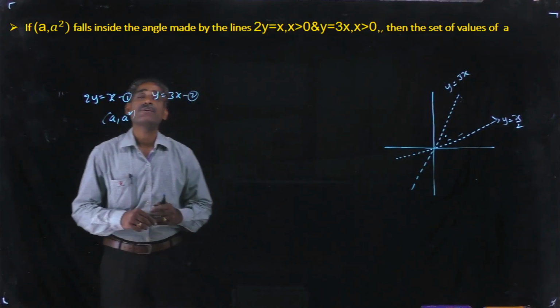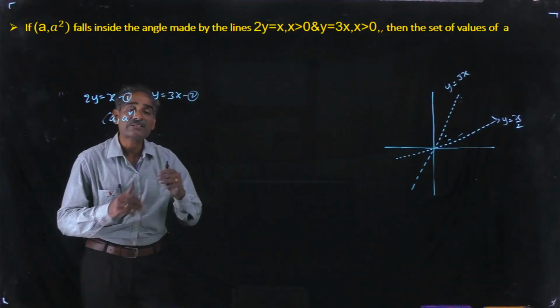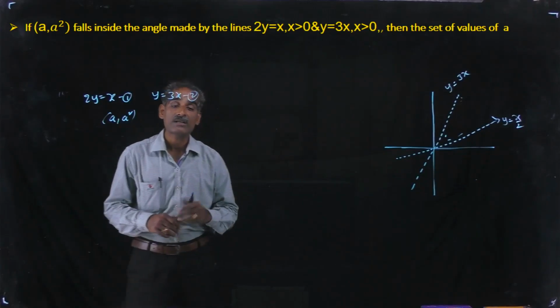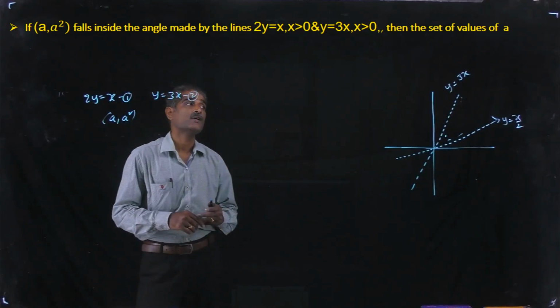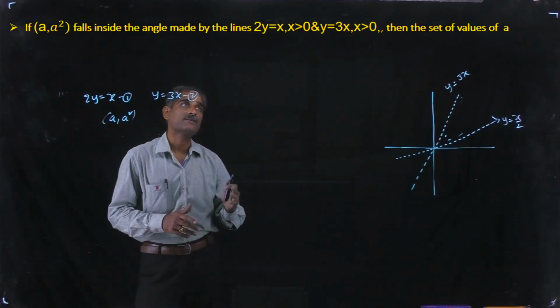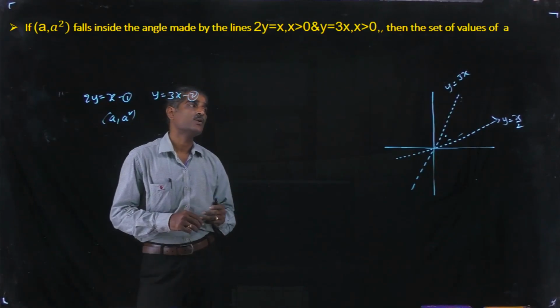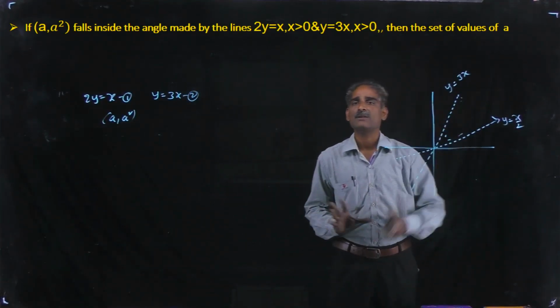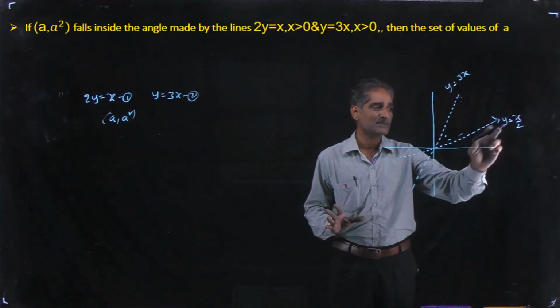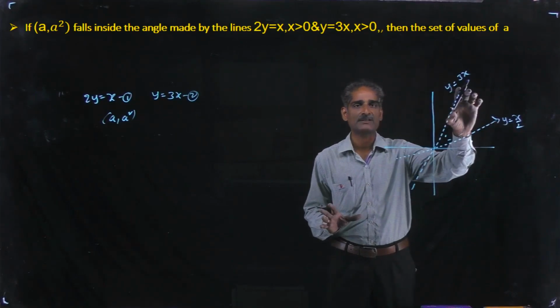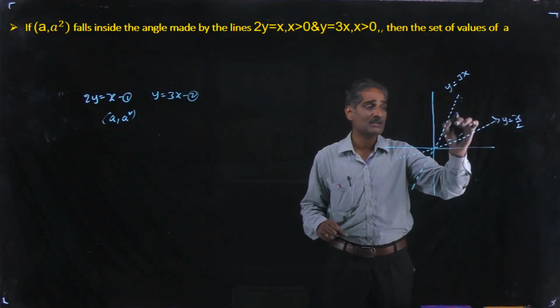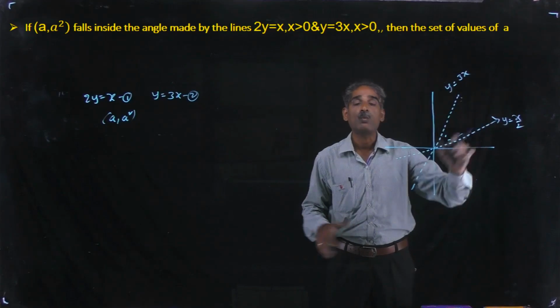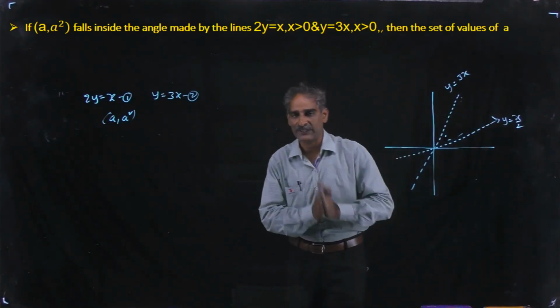Okay. So if the point a comma a square falls inside the angle made by the lines y is equal to x by 2 and y equal to 3x, that means 2y equal to x and y equal to 3x. Suppose these are the positions of the two lines, 2y equal to x means y equal to x by 2, and y equal to 3x. If the point a comma a square lies inside this angle, what are the possible values of a? We have to find out.